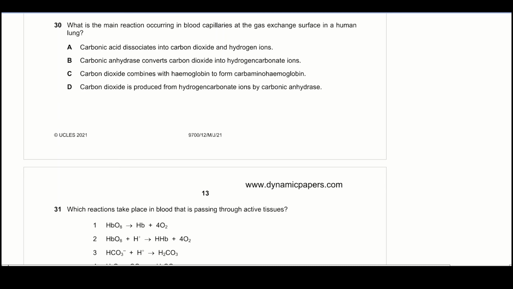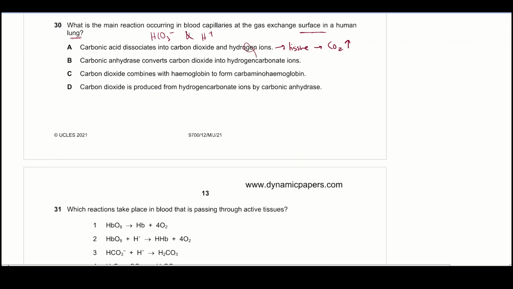30. What is the main reaction occurring in blood capillaries at the gas exchange surface in a human lung? So let's start with A. Carbonic acid dissociates into carbon dioxide and hydrogen ions. This is incorrect because carbonic acid actually dissociates into bicarbonate ions and hydrogen ions. So this is the first incorrect point. The second incorrect point is that carbonic acid actually dissociates in tissue, not in lungs, in tissue when carbon dioxide concentration is high. So this is totally incorrect.